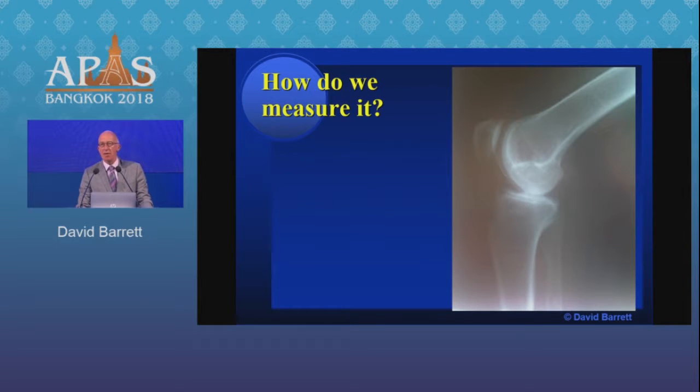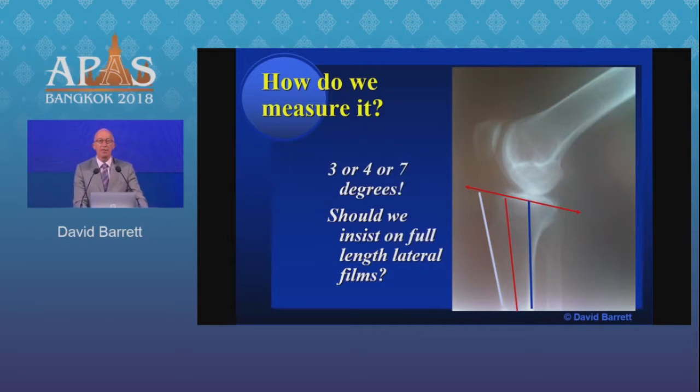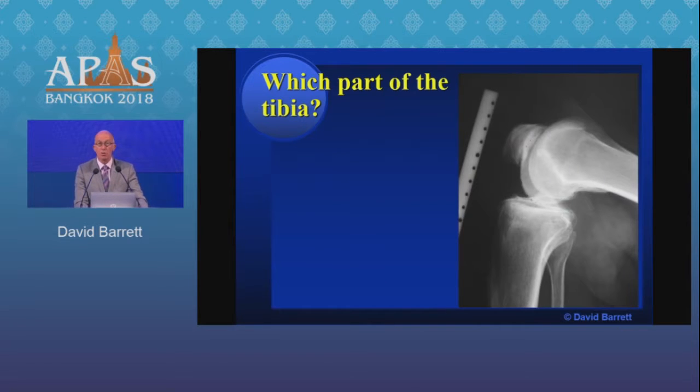How do we measure the posterior slope? We can measure it from the middle of the tibia. Some people measure it from the back. Some people measure it from the anterior cortex. But the problem is that gives us 3 different answers. Which part of the tibia should we measure from: the back of the tibial plateau, from the middle, or from the front? Once again, 3 different answers.